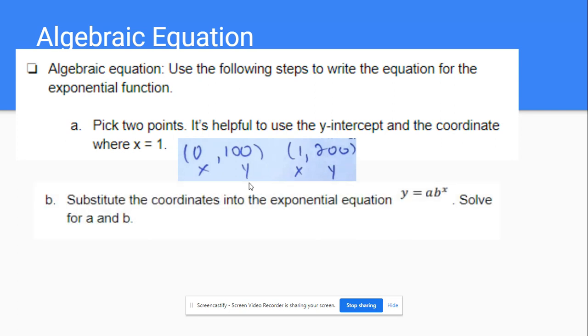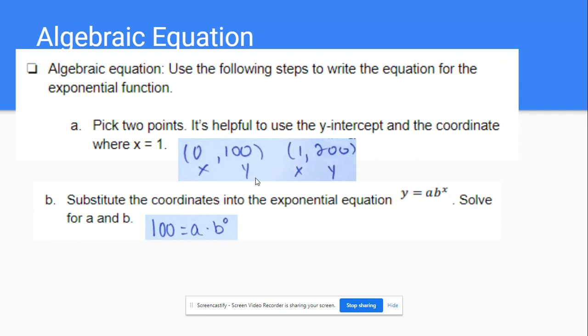After you have your 2 points, you will substitute or replace those coordinates into the exponential equation y equals a times b to the x power. Now here's why it's called an exponential function. We are raising the x variable to a power. So let's go ahead and substitute in, okay?